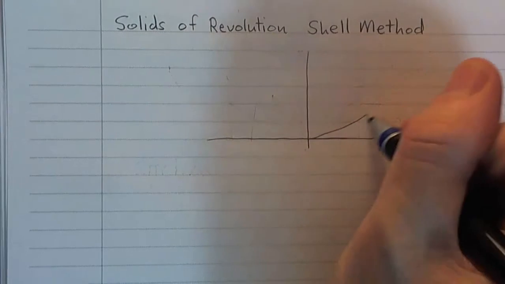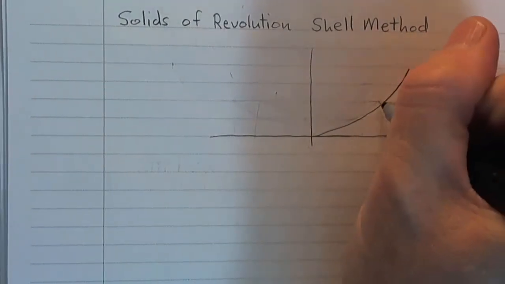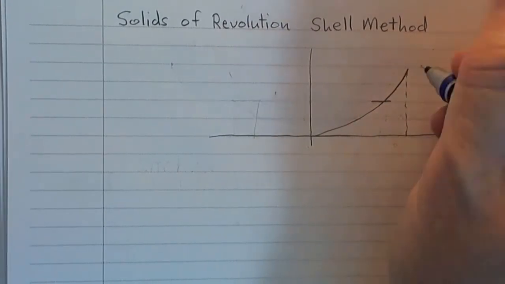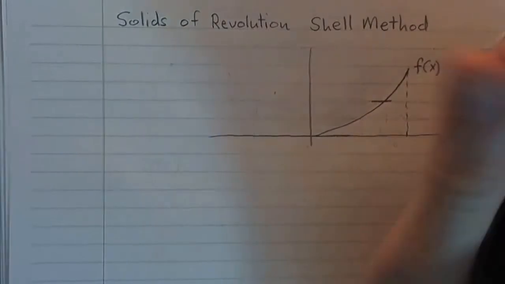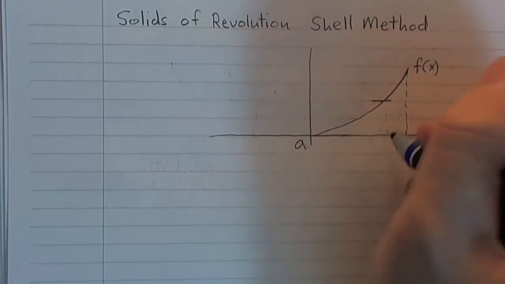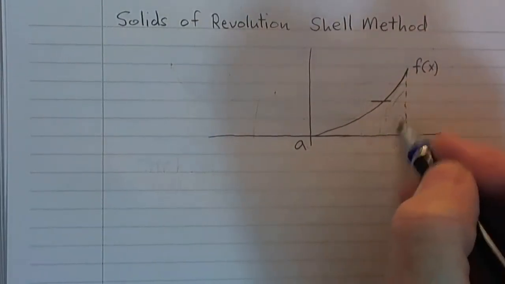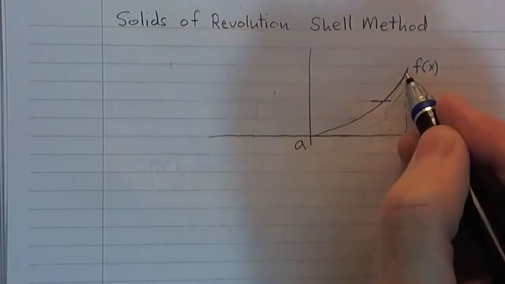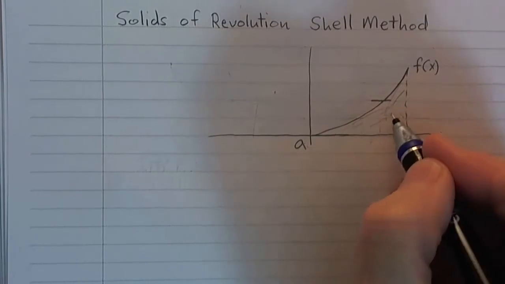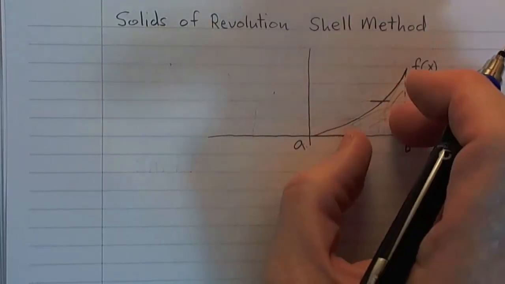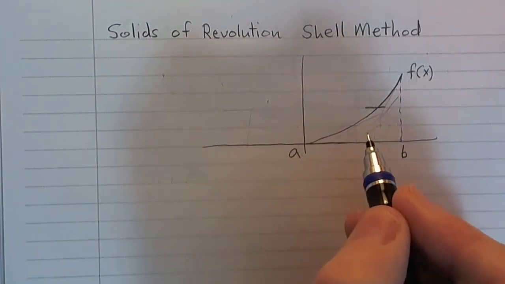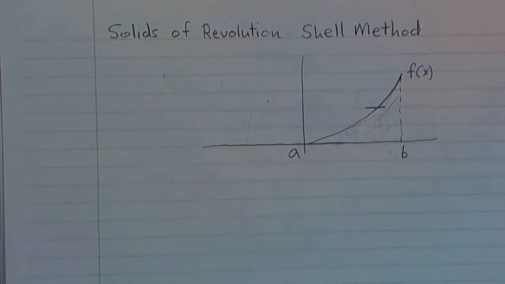And let me define a region here. I've got this f of x here, and I've got a and b, and I've got y equals 0. So I've got this region right here, bounded by y equals 0, y equals f of x, from x equals a to x equals b. What I want to do is take this region and revolve it about the y-axis so that I get a solid, and I want to calculate that volume.